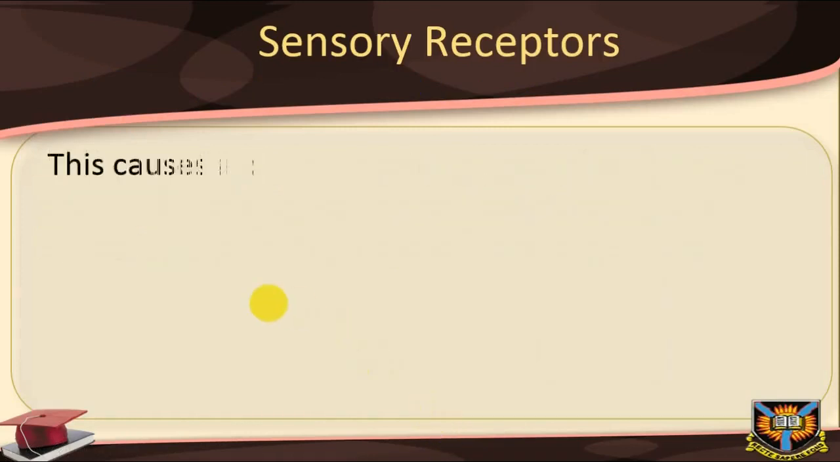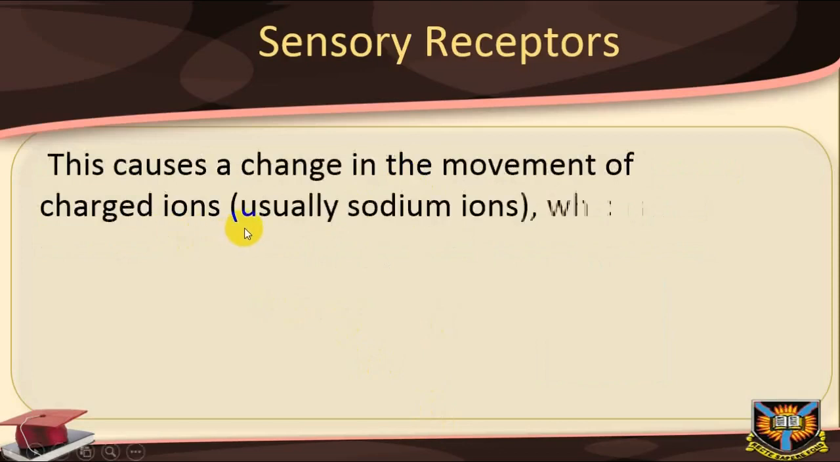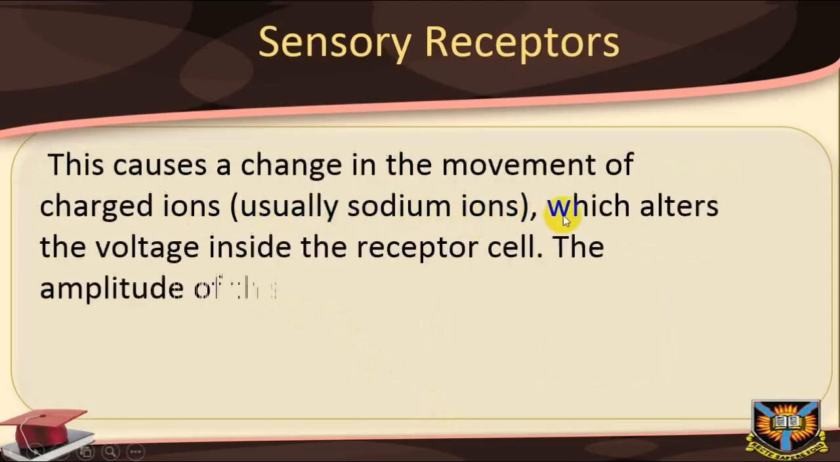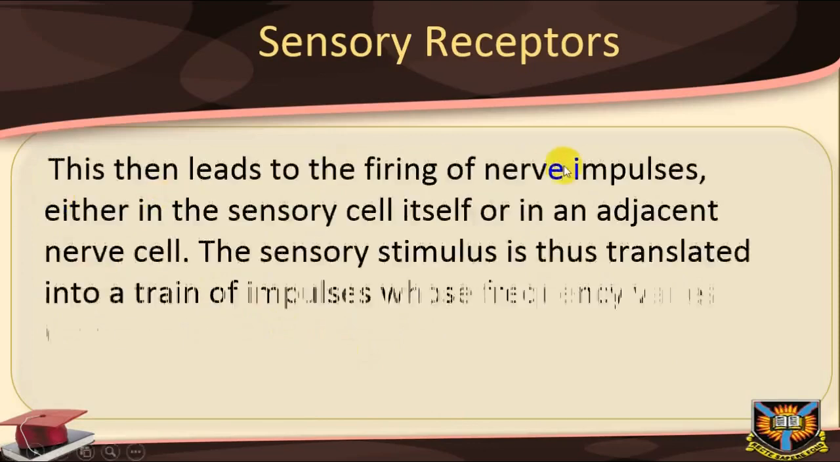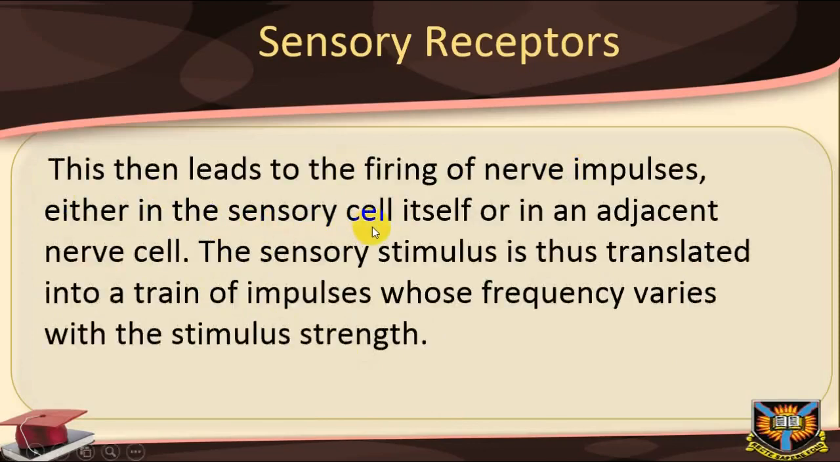This causes a change in the movement of charged ions, usually sodium ions, which alters the voltage inside the receptor cells. The amplitude of this receptor potential varies with the intensity of the stimulus. This then leads to the firing of nerve impulses either in the sensory cell itself or in an adjacent nerve cell. The sensory stimulus is thus translated into a train of impulses whose frequency varies with the stimulus strength.